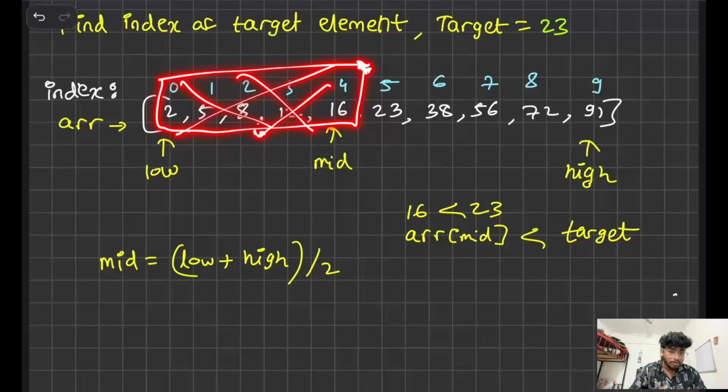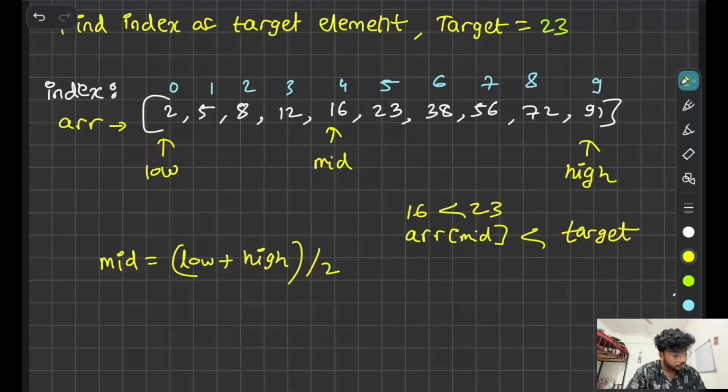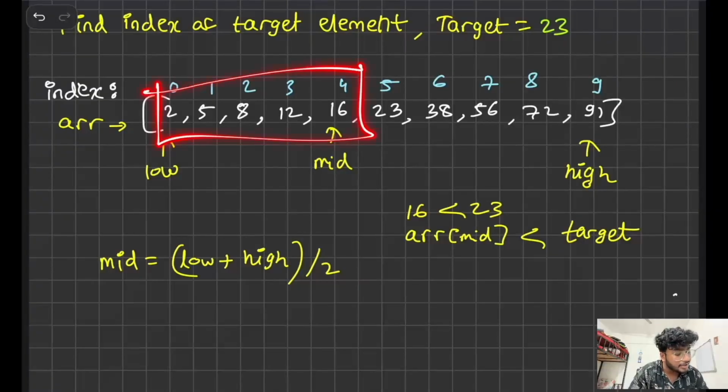Now, what does elimination of half mean? Are we going to delete elements from our array? No. What we will do instead is bring our search space closer. We will compress our search space so that we will be able to find the target more easily. So what I'll do is eliminate the half which I mentioned. We know for sure that 23 does not lie in this half.